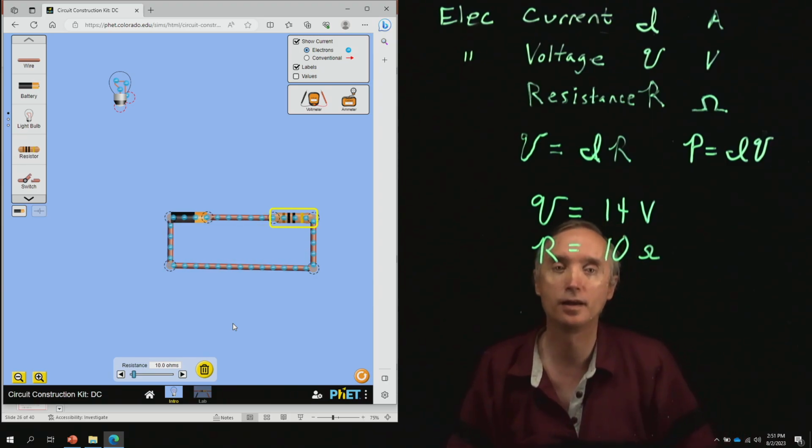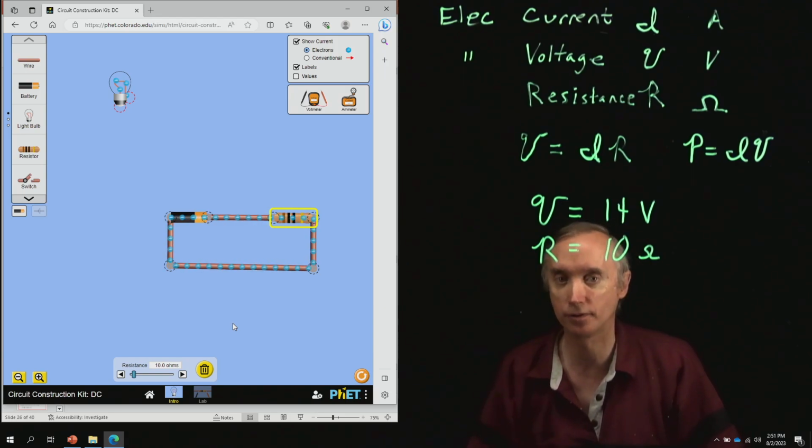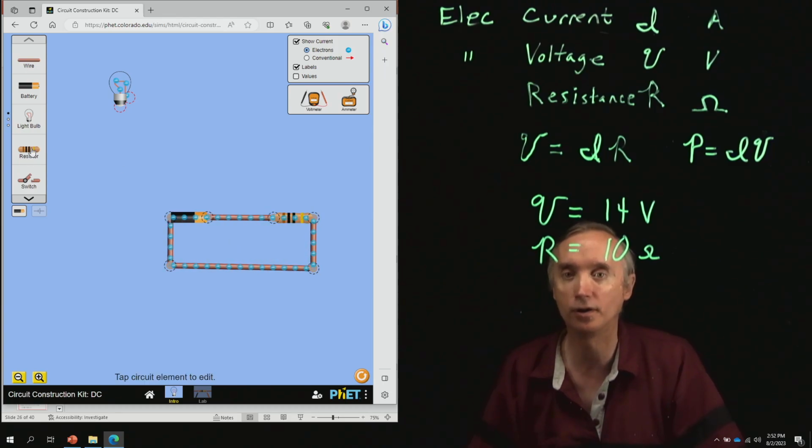Okay, I'm back, and what I have done is I've removed the light bulb, and instead I've put a resistor in there. So if you don't mind, go over here and you can pull out a resistor and take the resistor and connect it up. So again, you have a completed circuit.